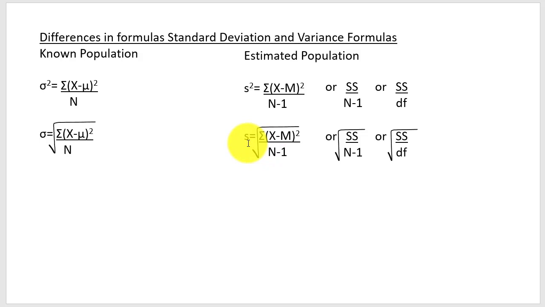And then in order to find the unbiased estimate of the population standard deviation, S, you take the square root of what you found for the variance, and that gives you the standard deviation, which is the same process as what we did for z-scores. That doesn't really change.